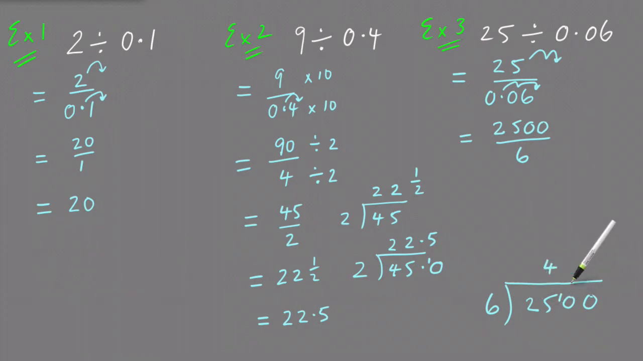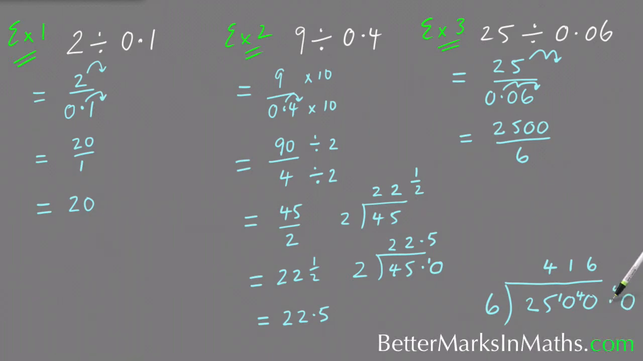How many 6's in 10? There's 1 with 4 left over. How many 6's in 40? There's 6 with 4 left over. And you need to put that leftover 4 in front of that 0, which comes after the point that you're going to put in. And you put a point up here in the same spot.